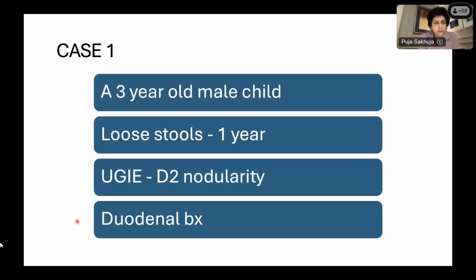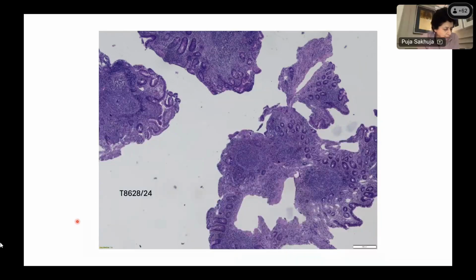So let's go to the first case that I had shared. This is a 3-year-old male child with loose stools for 1 year. D2 showed nodularity on upper GI endoscopy, and a duodenal biopsy was taken. So, who wants to discuss this? Anusha, should we start with you? Yes, ma'am. Sure.